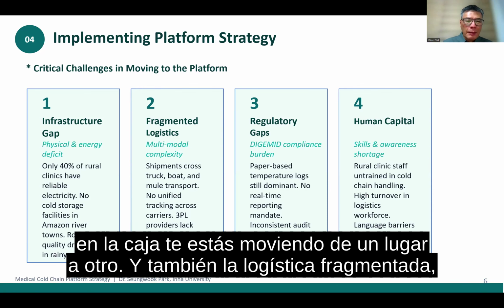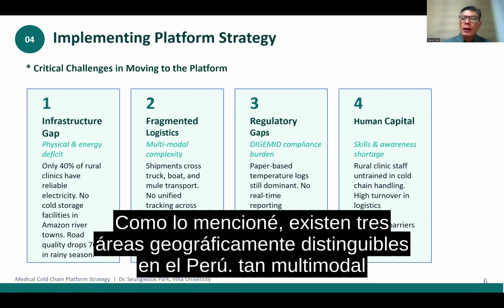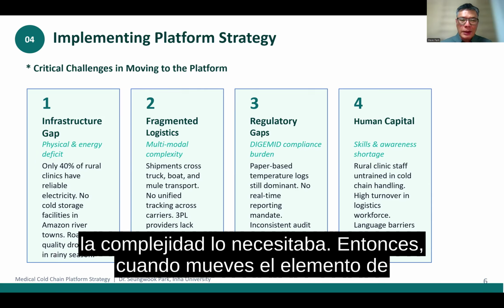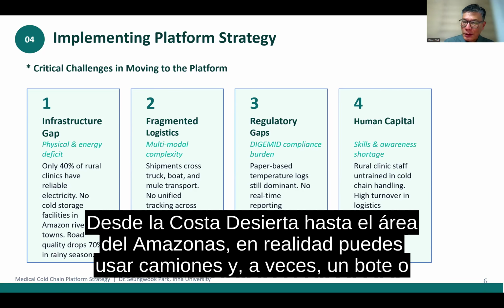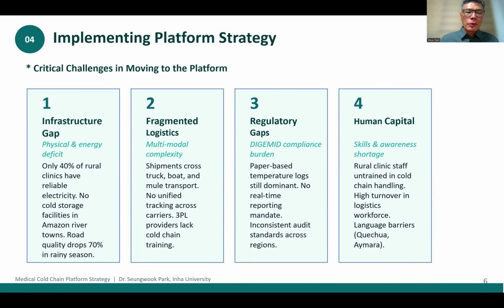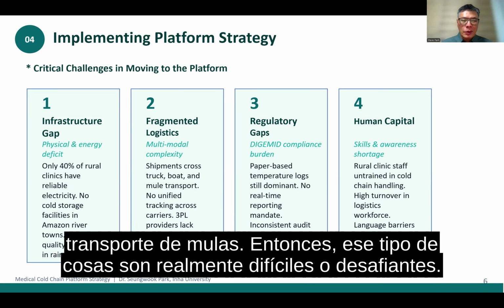And also the fragmented logistics. As I mentioned, there are three geographically distinguishable areas in Peru. So multimodal complexity is needed. When you're moving an item from the Costa Desert to the Amazon area, you can actually use trucks and sometimes boat or mule transport. Those kinds of things are really difficult or challenging.